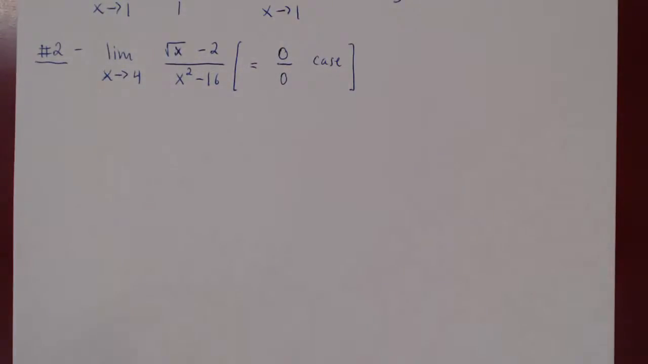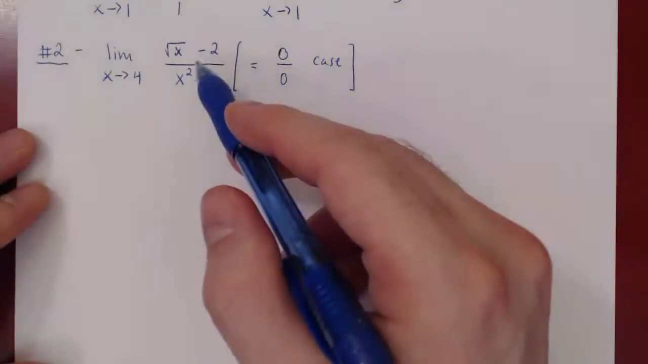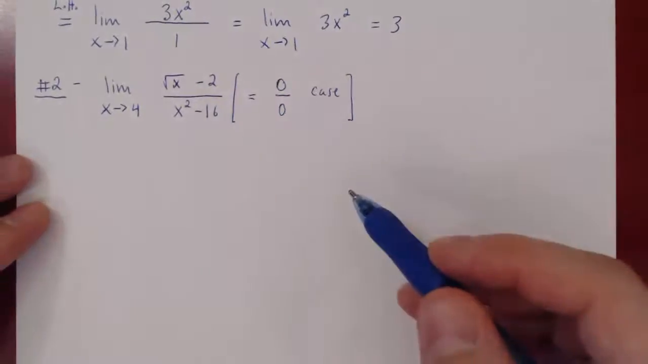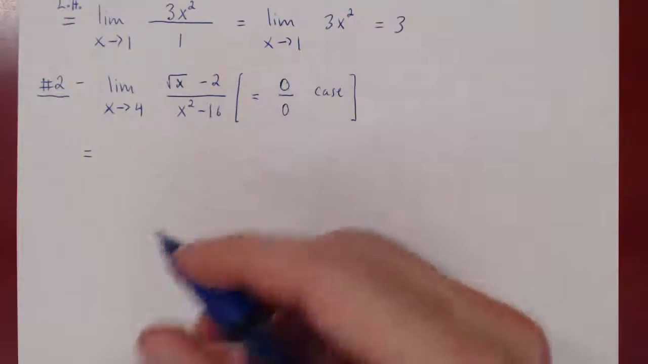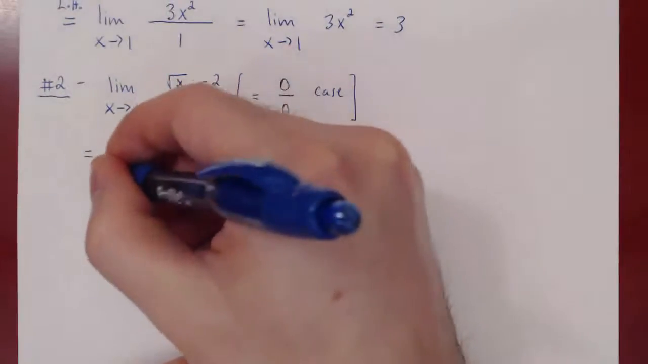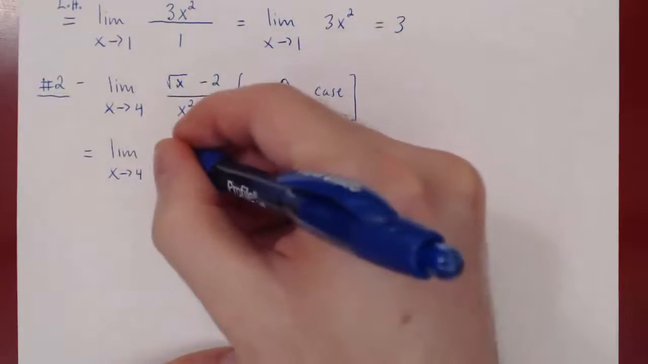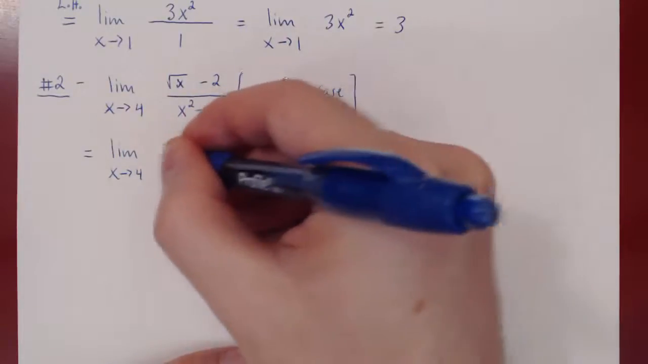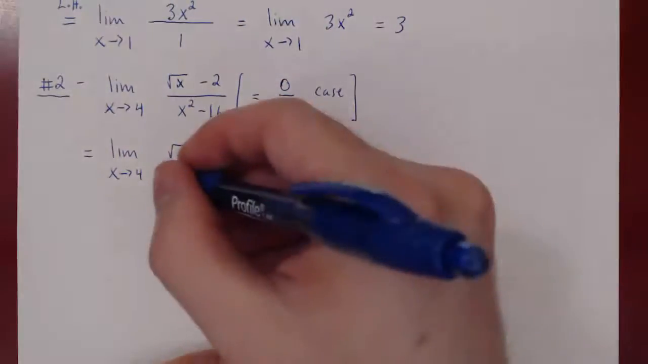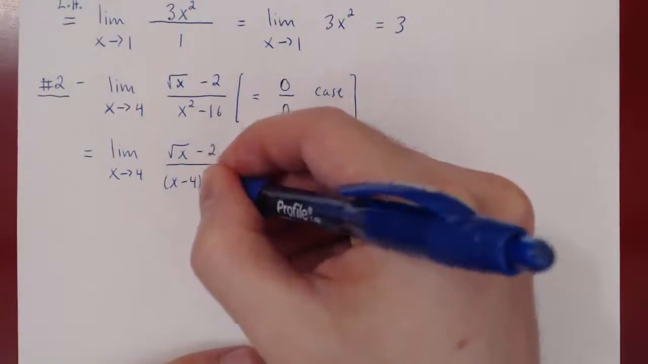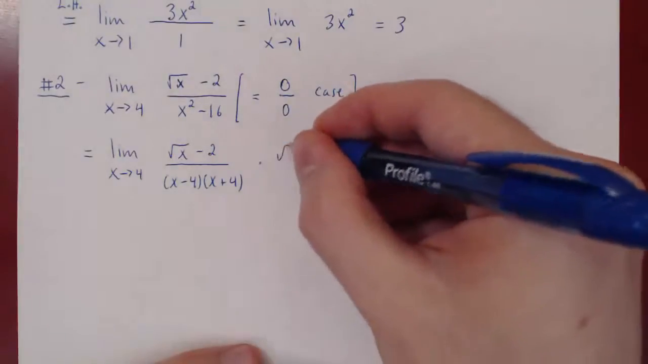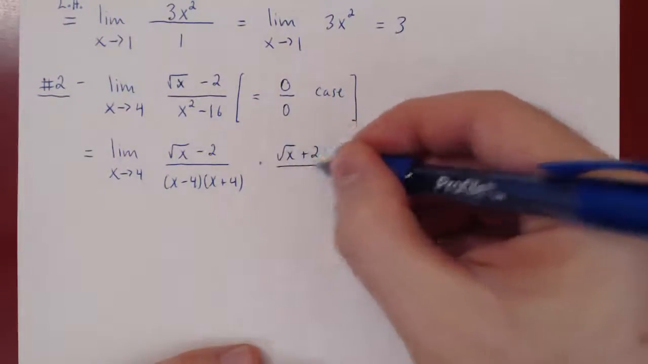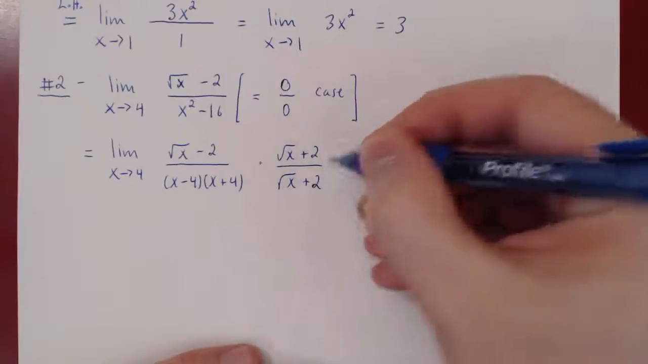So we could use L'Hopital's rule, but instead we'll use an old technique of conjugation. We have a difference involving a square root, so we know the conjugation here will work. And at the same time, we'll factor this quadratic. So root of x minus 2 over, this factors as x minus 4, x plus 4. And now this is the conjugation part. We multiply by root of x plus 2 over root of x plus 2.